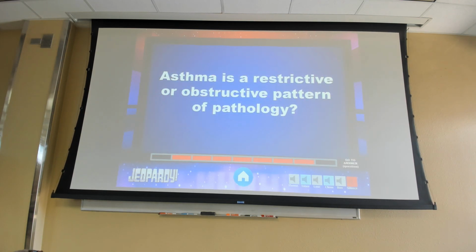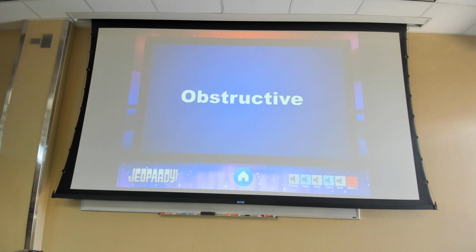Is asthma restrictive or obstructive? Obstructive. Squeeze the wheeze.